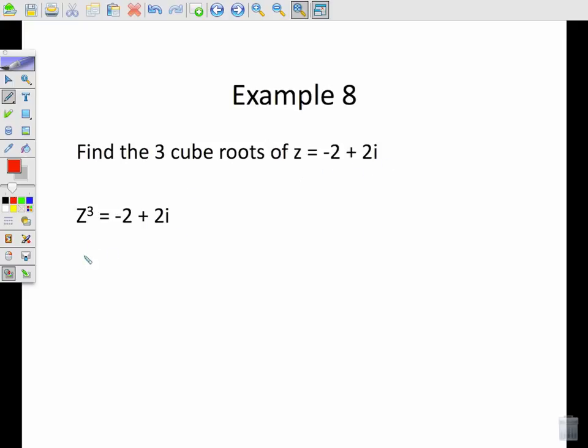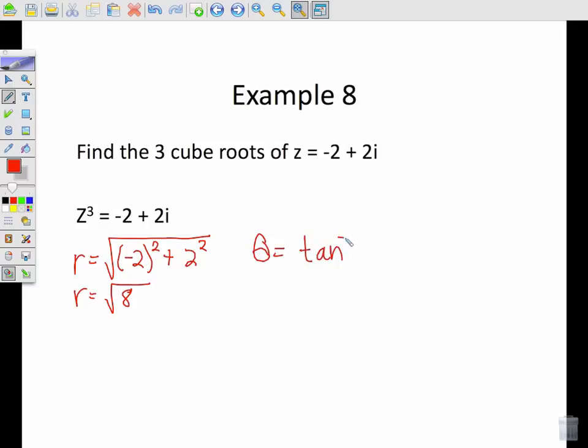Here's what we've got. We've got our complex number z is -2 plus 2i, and I want to find the cube root of it. We need to figure out the r value, so we're going to do the square root of -2 squared plus 2 squared. So r equals the square root of 8. All right, now what we're going to do is find theta. So theta would equal inverse tangent of 2 over -2.